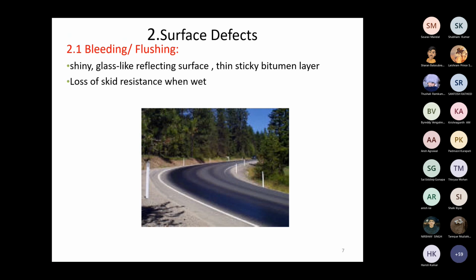Now some surface defects, like bleeding and flushing. If you are using more bitumen content than what is needed in your mix, then bleeding can occur. The bitumen will come out of the surface. This will form a shiny, glass-like reflecting surface, a thin, sticky bituminous layer. This will cause a loss of skid resistance, especially in wet condition, as the excess bitumen comes out of the pavement.